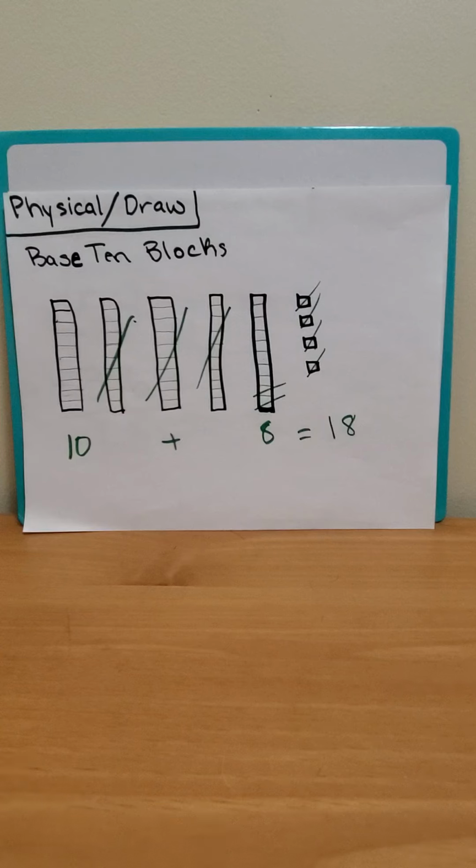So this method is very easy for students to understand, and they can physically see the place values, so 10, 20, 30, 40, 50, and the individual aspect where it's the 54, so the 4 individual units on the side.